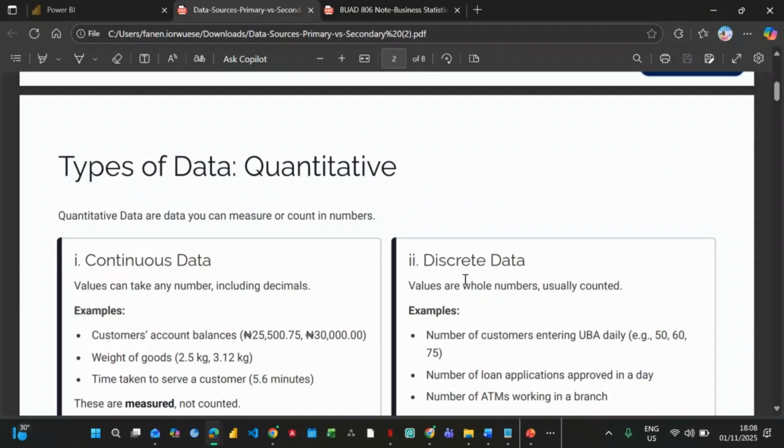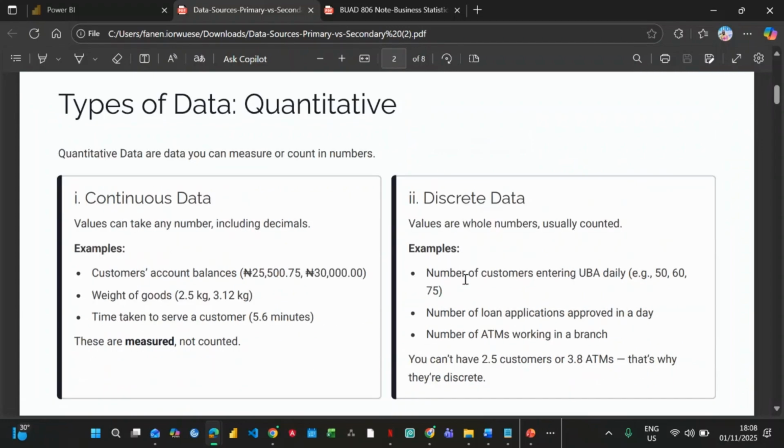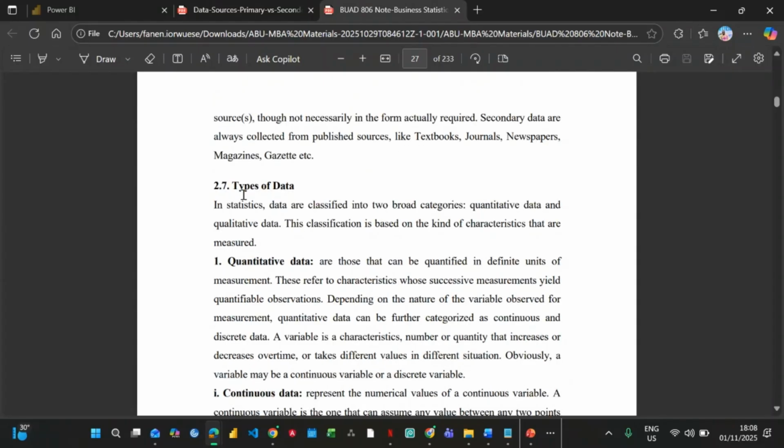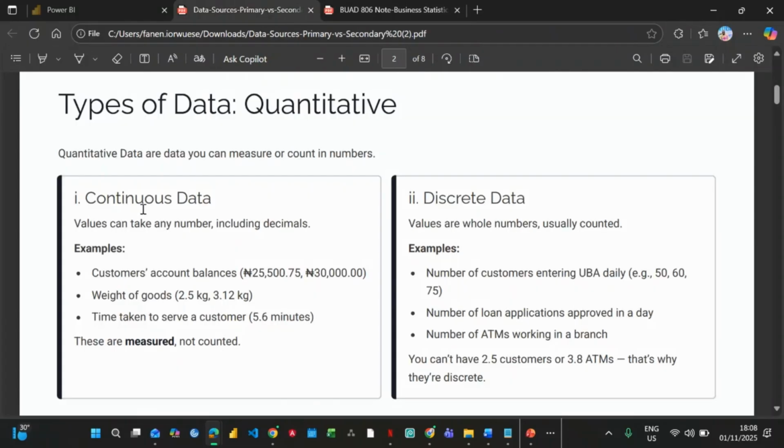So to continue from there, in that same study session, we have types of data, which is 2.7. If you are reading this material, you see there are types of data. In this tutorial we're trying to simplify everything so that everybody can understand, with practical examples that will help you picture the whole thing in real life.